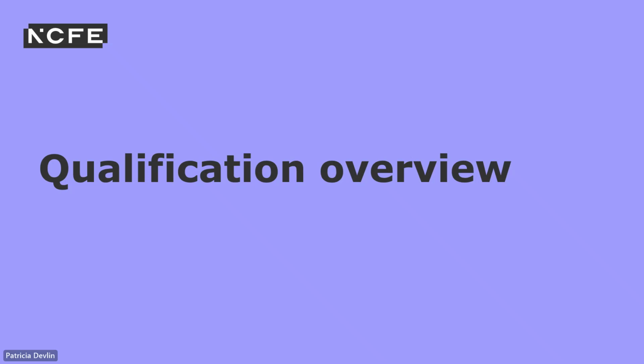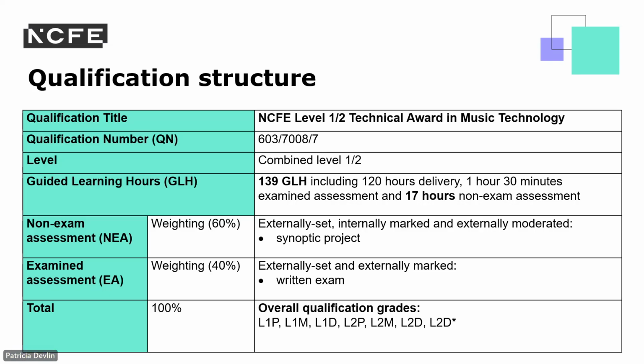Right, so we'll start with a brief overview of the structure of the Music Technology Technical Award qualification. If you've taught the Music Technology vCert before, this will be familiar to you, but you'll notice it has been refreshed. The guided learning hours are 139 hours, and this includes 120 for delivery, 17 hours for the NEA, and 1 hour 30 minutes for the EA. So that total qualification time is 153 hours, and this includes homework you might set or any independent learning.